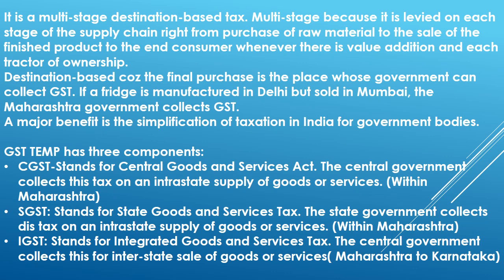GST has three components. CGST stands for Central Goods and Service Tax. The central government collects this tax on an intra-state supply of goods or services. SGST stands for State Goods and Service Tax. The state government collects this tax on an intra-state supply of goods or services. IGST stands for Integrated Goods and Service Tax. The central government collects this for interstate sale of goods or services, that is, from Maharashtra to Karnataka.